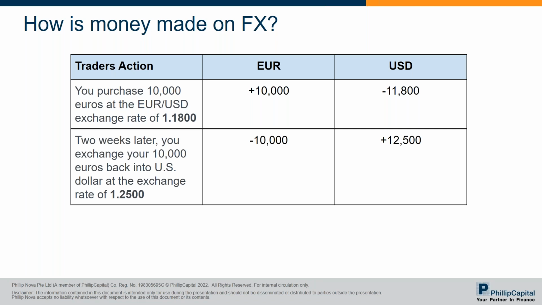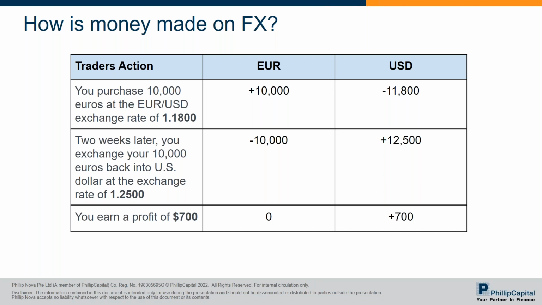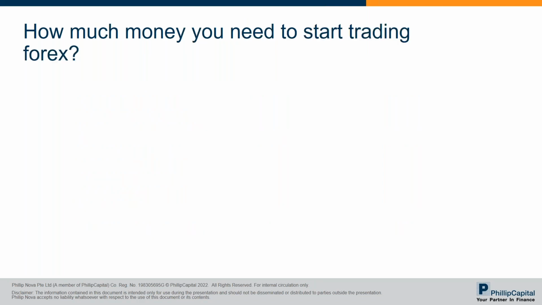Two weeks later, you would exchange your position. You would sell this position at the rate of 1.25. You see the rate has really increased from 1.18 to 1.25. So if you sell it at this time, the cash flow will look something like this. You are giving out 10,000 euro, but you are receiving 12,500 USD in return. So just by this operation, you are earning a profit of $700. This is just a very simple illustration of how P&L is calculated in Forex.